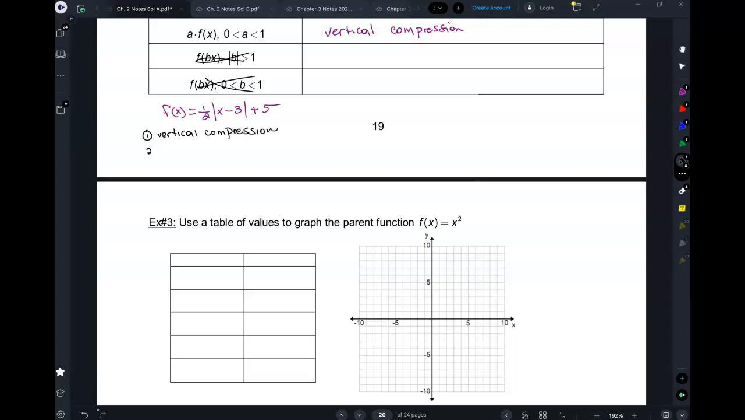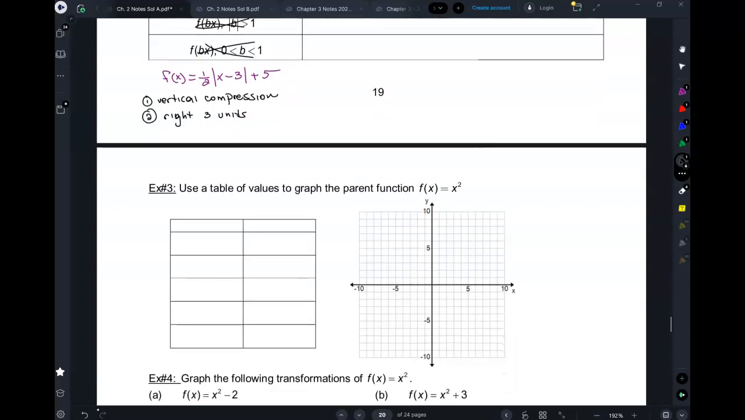Okay, so let's think of another one. Izzy. Right 3 units. So this function in front, it's multiplied by a half because it's between 0 and 1. Compression. Okay, there's one more. What's the next one? Up 5 units. Yes. So it's up 5 units. Okay, let me give you guys another one. See, it's not that bad.